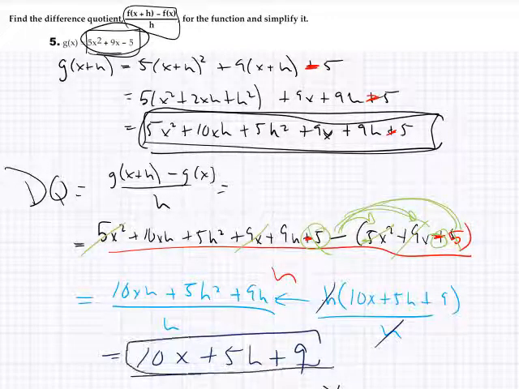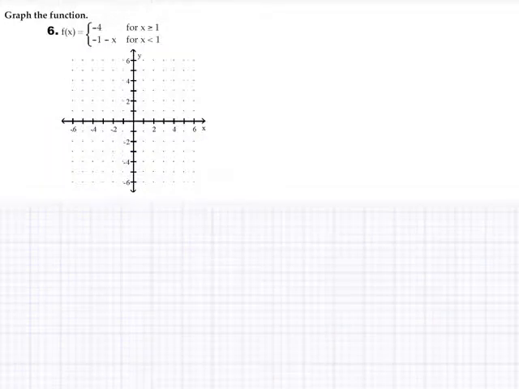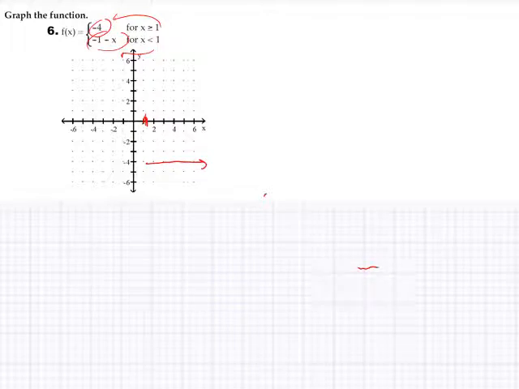There's your difference quotient. Here we want to graph this piecewise function. We have these two pieces, -4 and -x minus 1. This one, we're using x is greater than or equal to 1. This one, we're using x is less than 1. Here's 1 right here. So if we're using 1 as our value to start with, for x greater than or equal to 1, -4 is the function, which would be this horizontal line here at 4.